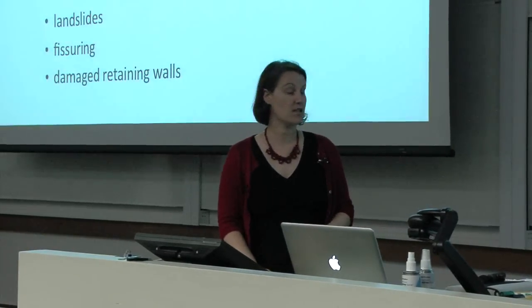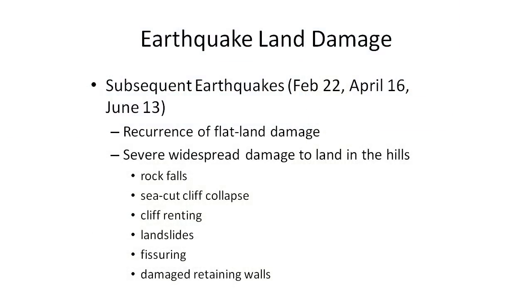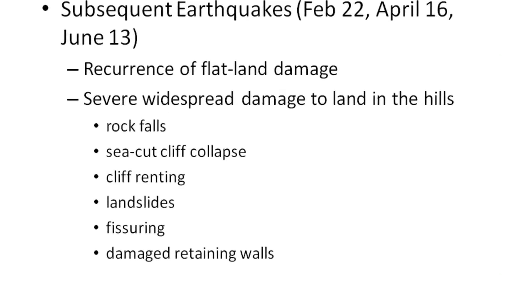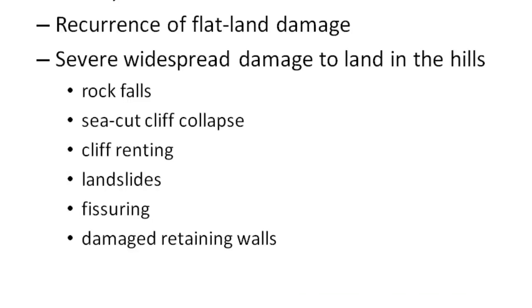Contrasting that with what we started seeing after the February earthquake, and then as well after the April 16th and June 13th earthquakes, we saw again the recurrence of this flatland damage. But in addition to that, we saw some very severe widespread damage in the Port Hills. We saw things like rock falls, collapse of the sea-cut cliffs, cliff renting, landslides, fissuring, and damaged retaining walls. Some of this behavior was quite new to us, especially some of the cliff renting and fissuring behavior, and we're actually going to talk about some of that in a little bit of detail.